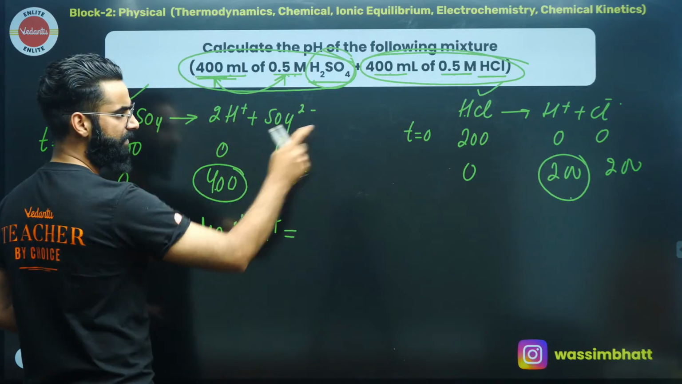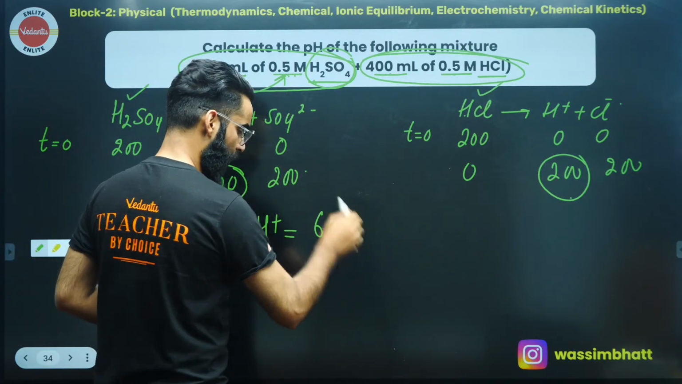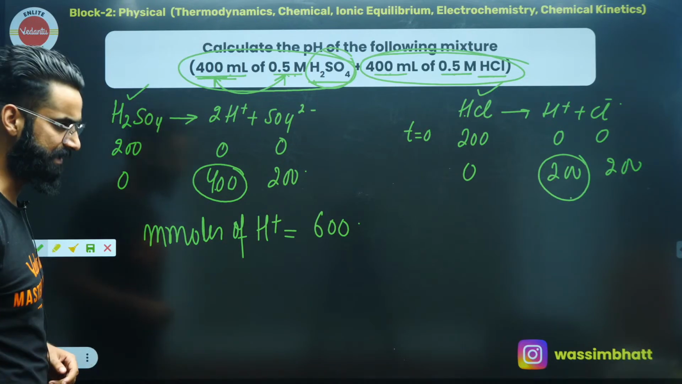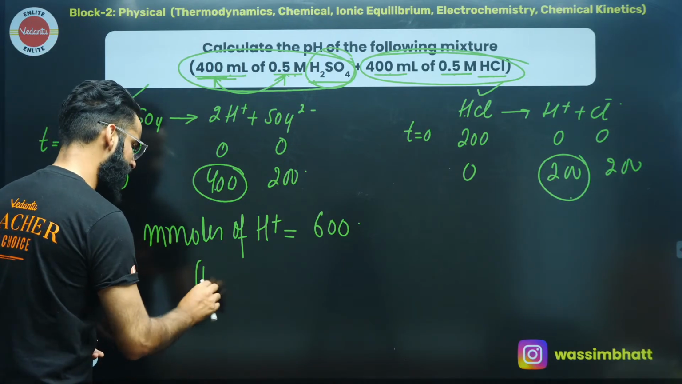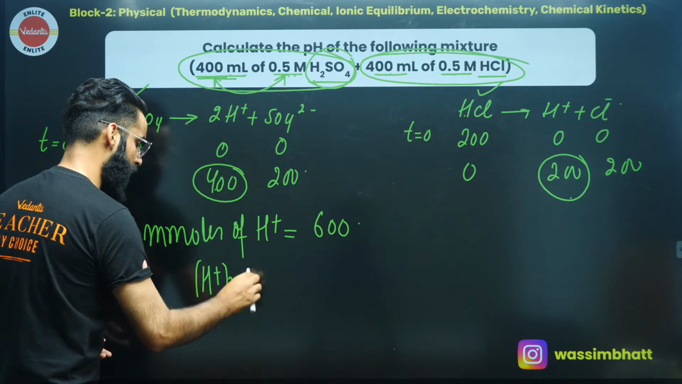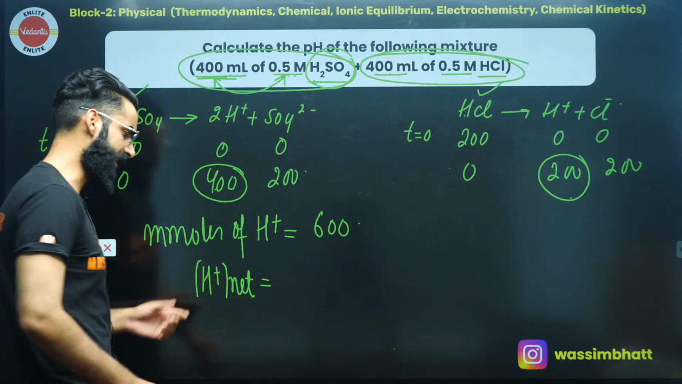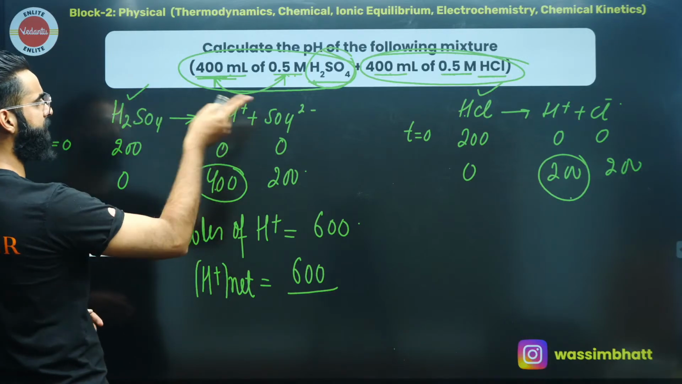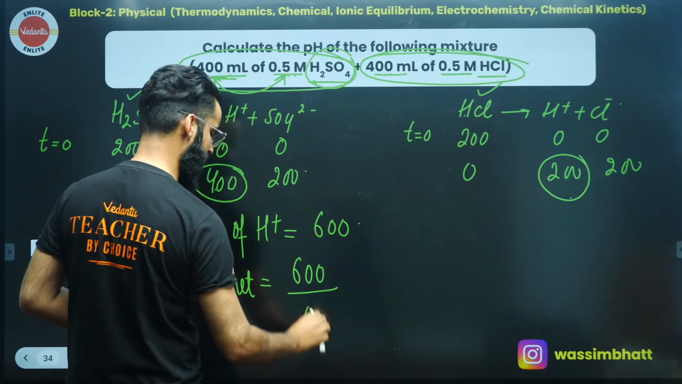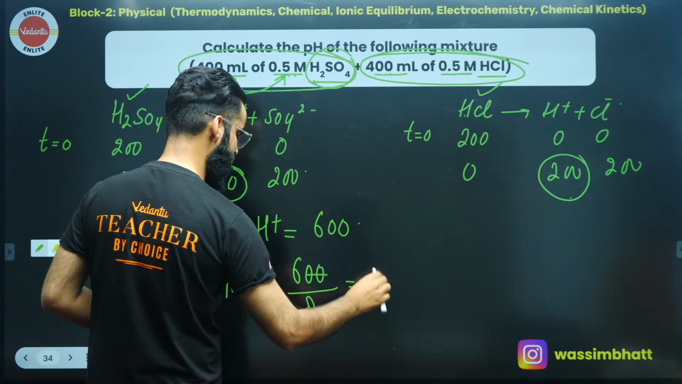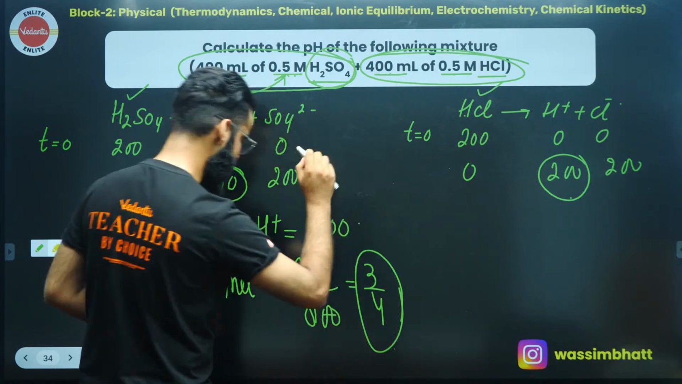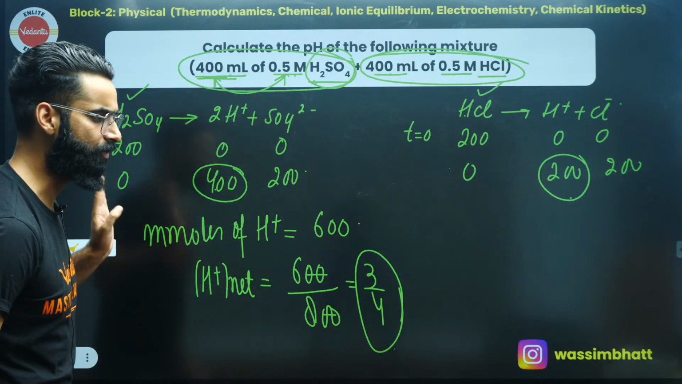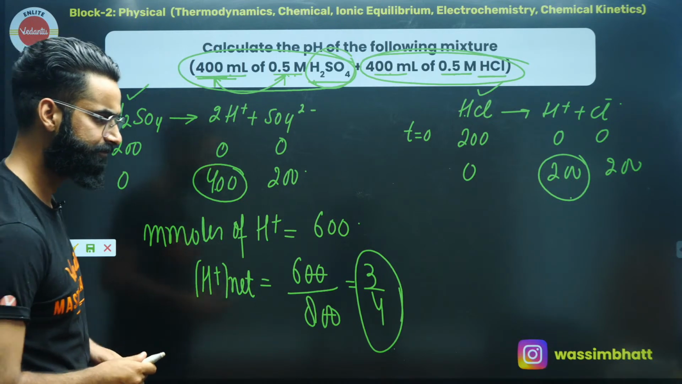You will say 400 plus 200 comes out to be 600. Once you get the total millimoles of H positive in the container, you'll be calculating the total H positive ion concentration, or you call it the net H positive ion concentration. It's going to be millimoles of H positive in the container divided by the total volume of the solution, which is 400 plus 400, that comes out to be 800. The value comes out to be exactly 3 by 4. So this is the net H positive ion concentration in the container, right?